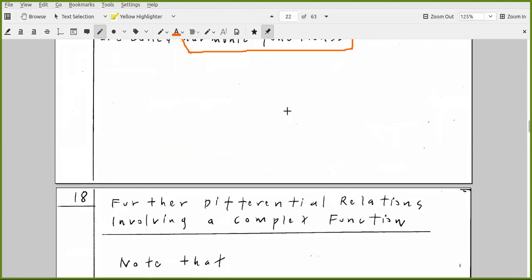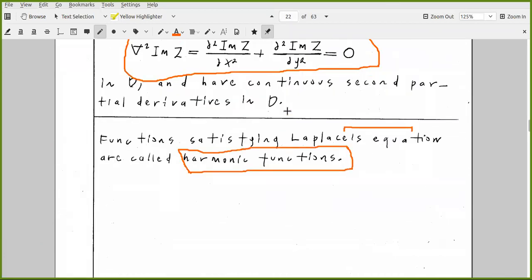Any questions about these results? Now you have a set of differential relations involving the components of a complex function, real z and imaginary z. And we have also shown that they are harmonic functions. These will be useful in finding solutions to crack problems, especially harmonic functions.